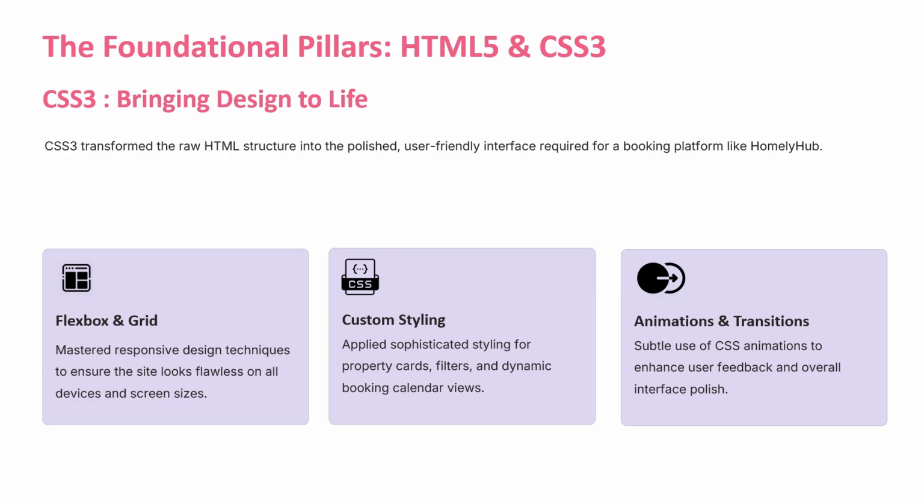Now let's understand the second technology, which is CSS. CSS is Cascading Style Sheets, and CSS3 is the current, latest version of CSS, which transforms the raw HTML structure into the polished, user-friendly interface required for a booking platform like HomelyHub.